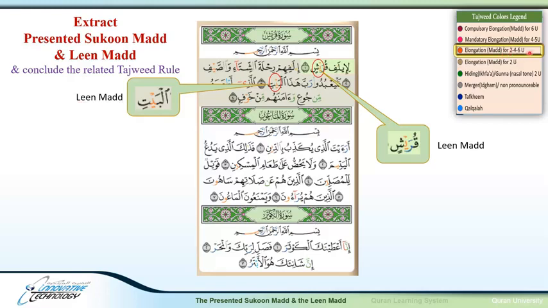Another example is khawf. Khawf, the waw has a sukoon and is preceded by a letter with a fatha, so it's a Leen letter. And again, khawfin, the fa has a kasra below it, but if we pause on it, then we say وَآمَنَهُمْ مِنْ خَوْفٍ, a Leen mad to be extended 2 to 4 to 6 units.